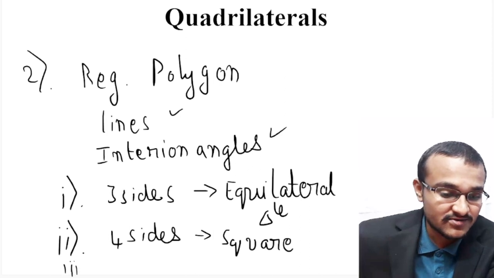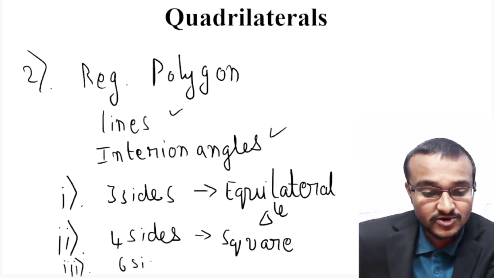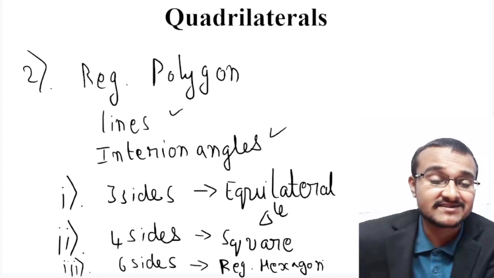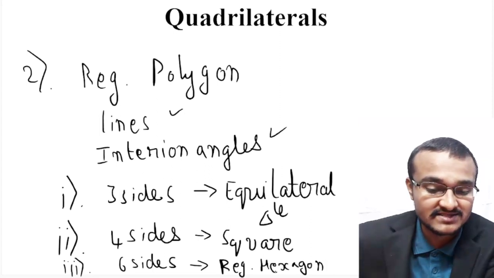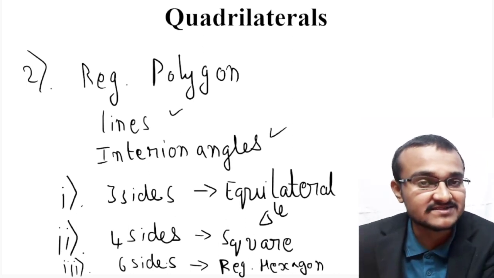Coming to the third question in this second question, they have given six sides. So a regular polygon with six sides is known as a regular hexagon, because a six sided polygon is known as a hexagon, and here they have asked for a regular polygon, hence it will be a regular hexagon which has all its six line segments equal and six interior angles equal.